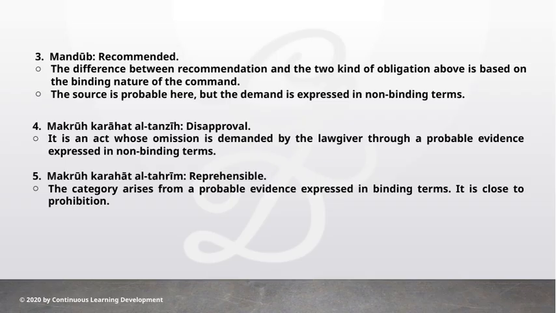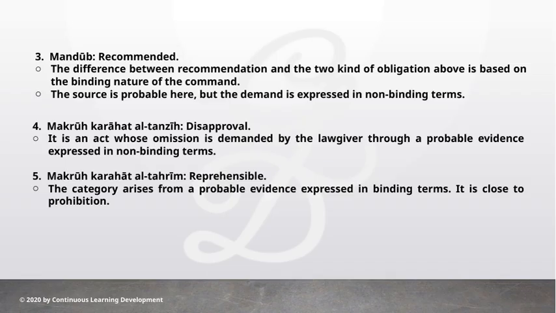Next is makruh tahriman, which translates to reprehensible. Here, the evidence pointing to disapproval is stronger. It's expressed in binding terms, making it closer to prohibition. Acts falling into this category are more seriously discouraged, but they are not outright forbidden. The key difference from the previous category is the strength of the evidence and the binding nature of the demand.